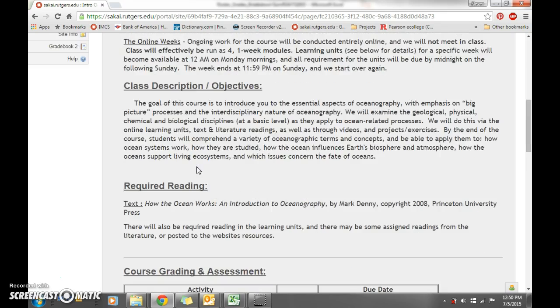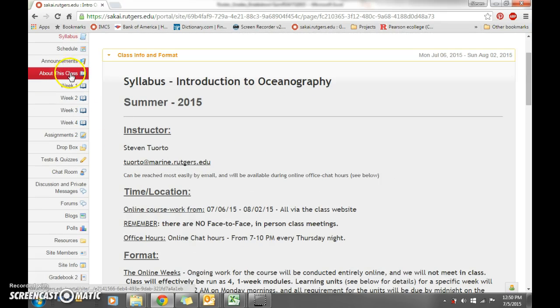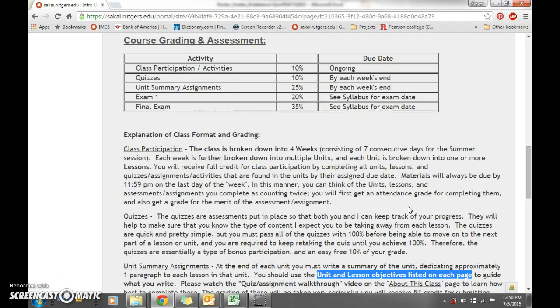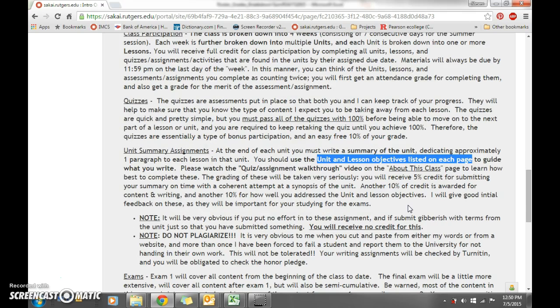Also, on the about this class page, there's a tutorial, and you need to go and watch that. I give you a very good idea of how you should be completing those unit summary assignments in order to get full credit. So you definitely need to watch that. Essentially, if you take the lesson objectives I list on each page and treat those as if they were questions, and you answer those questions in a summary format in your own words, then you'll get 100% on this assignment.